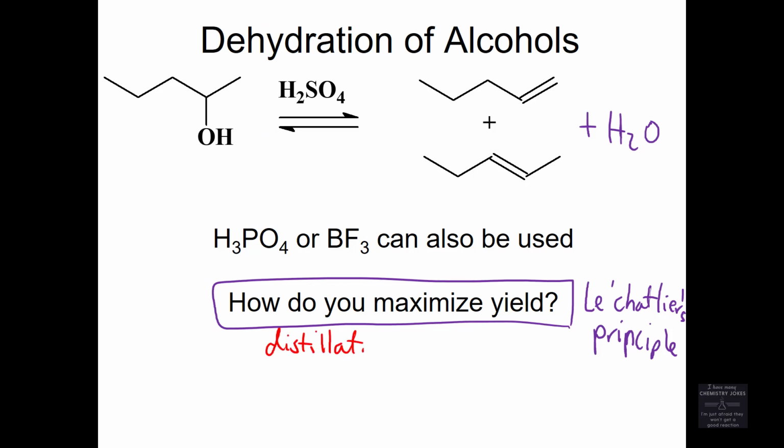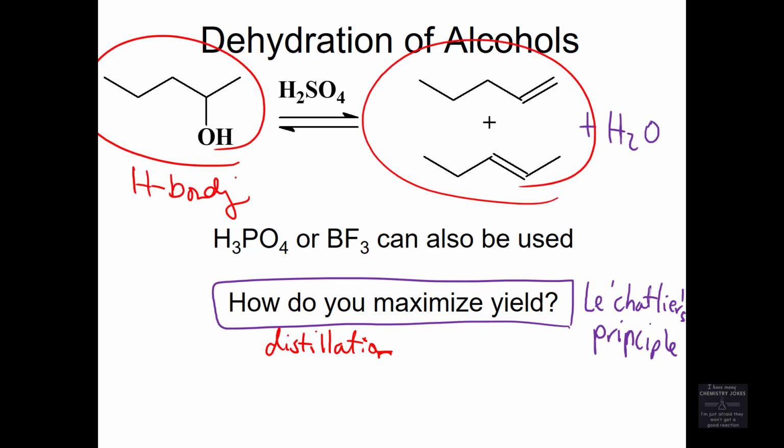Distillation is a way to separate things based on boiling point. Well, this alcohol has hydrogen bonding. This alkene has none. This alkene has dispersion forces. So in general, something that has dispersion forces, especially if they're similar molecular weights, will have a lower boiling point than something that has hydrogen bonding.